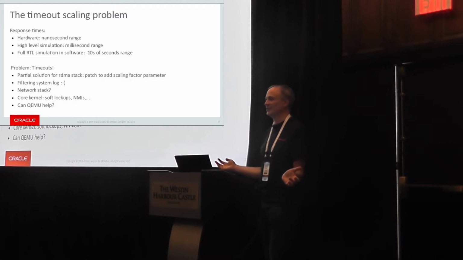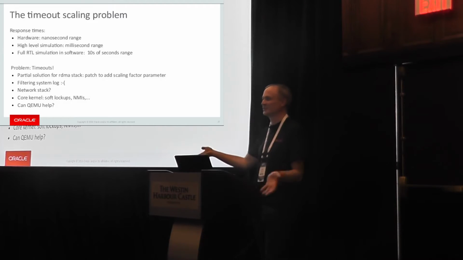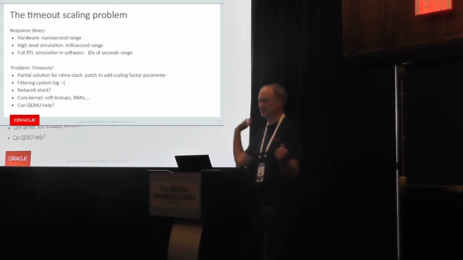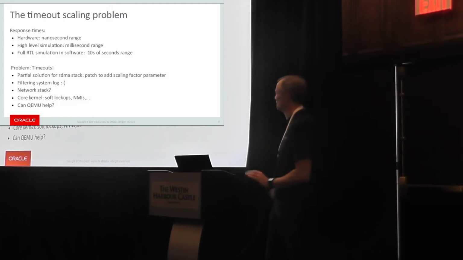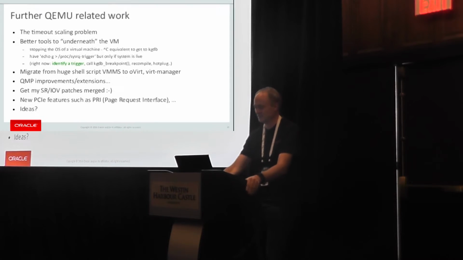I haven't been able to handle the network stack timeouts. When we tried to run IP over IB on this slow hardware simulation, we ran into problems because Ethernet would time out, IP would time out, TCP would time out long before we actually got to serve. So that's something to work on: how can QEMU help in that sense?